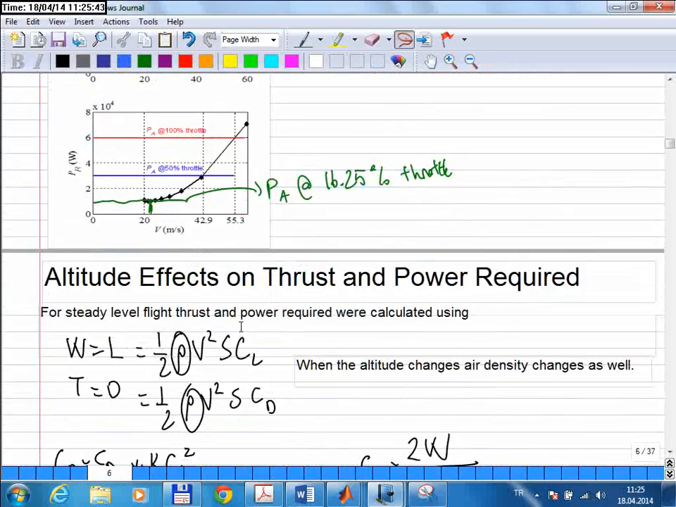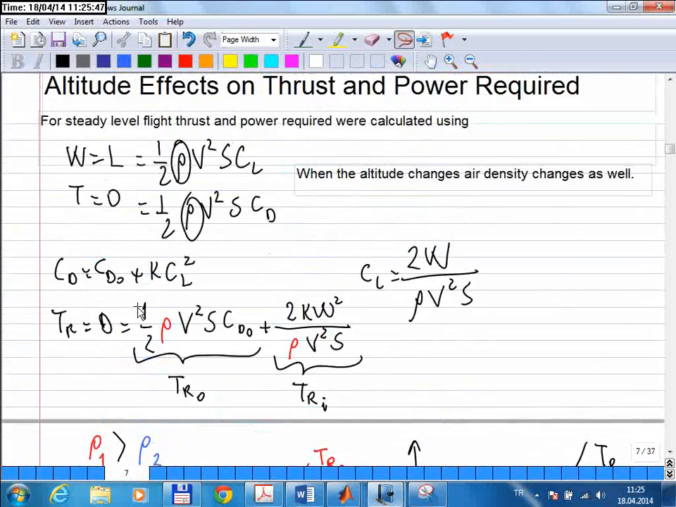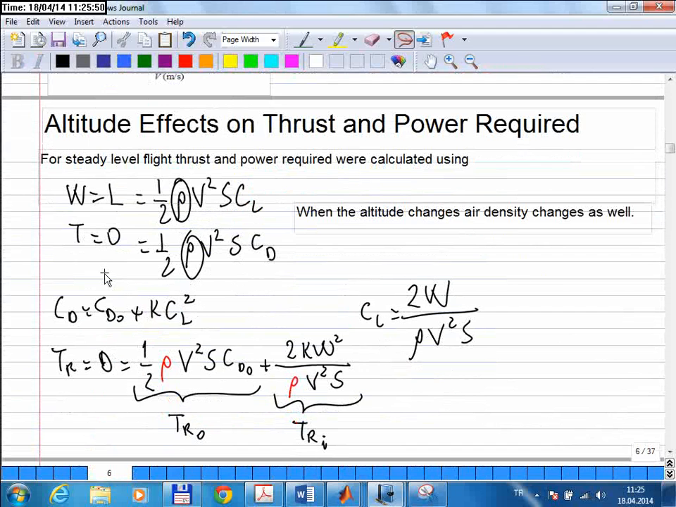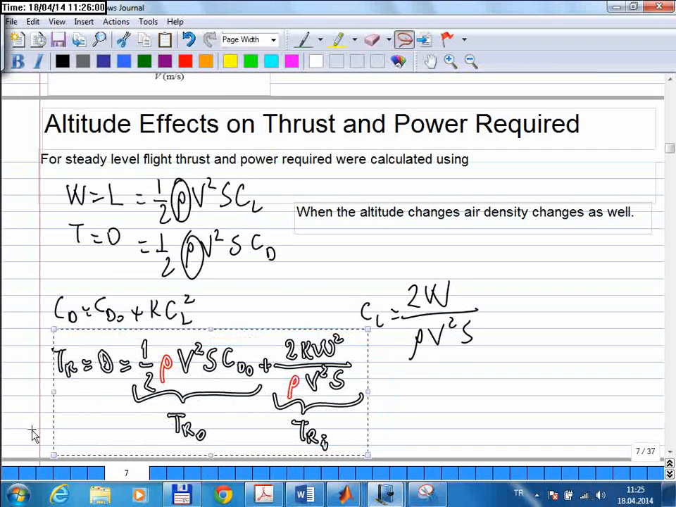So that's our next topic. And in fact, this is going to be the last topic before the second midterm. Okay. So we go back to the idealized drag polar equation. And we bring this equation again. This is the equation for the drag force.